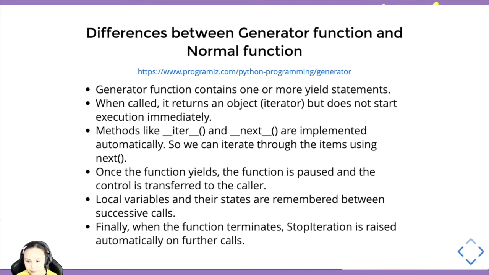And when it terminates, a StopIteration is raised, because we know that the for loop will only stop when there's a StopIteration. So when it hits the end of the code, there's no more code, it will just raise a StopIteration. Or when there's a return, I think it's the same if there's a return.